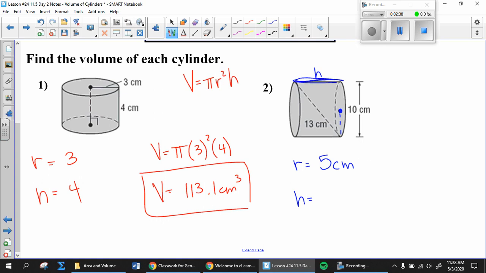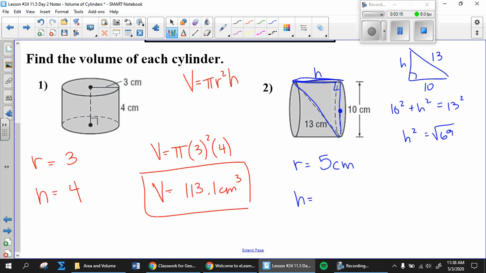If I look at this, what is created right here is a right triangle, where we know this is 10, this is 13, and this is the height that we're trying to find. So we can use the Pythagorean theorem: 10 squared plus height squared equals 13 squared. We work that out, and we get height squared equals 69, so the height is the square root of 69.